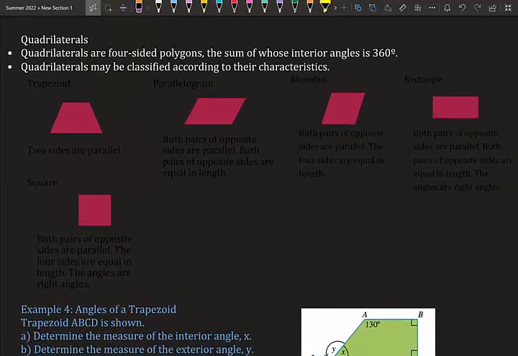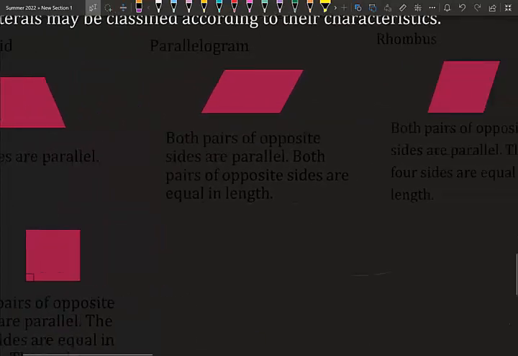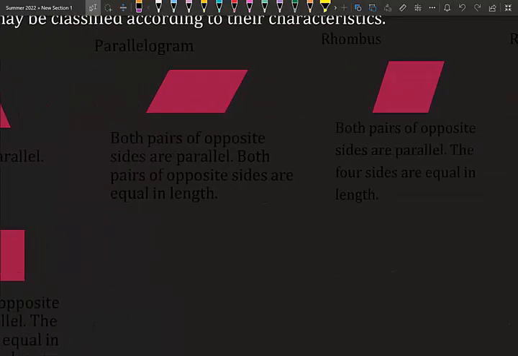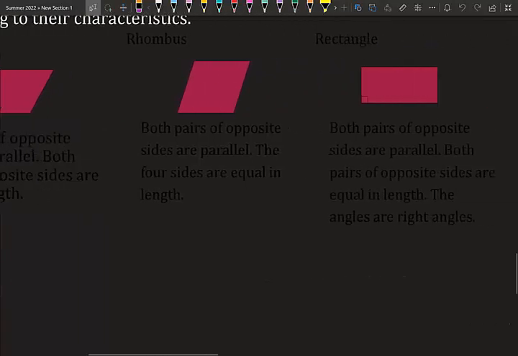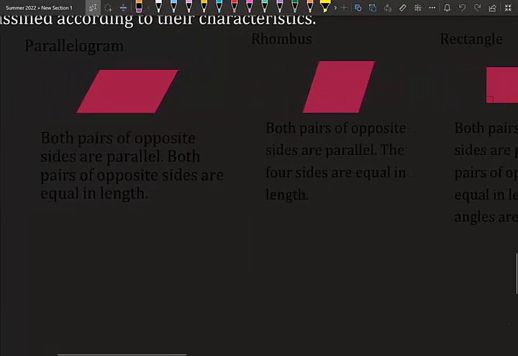Alright, quadrilaterals are four-sided polygons. The sum of every quadrilateral is 360 degrees. So you have a trapezoid, where two sides are parallel. A parallelogram, meaning both pairs of opposite sides are parallel, and both pairs of opposite sides are equal in length, meaning opposite sides are the same and they're parallel. A rhombus, it's a diamond, that's all. Both pairs of opposite sides are parallel, and the four sides are equal. So the difference between a parallelogram and a rhombus is, a parallelogram is like a rectangle, a rhombus is like a square.